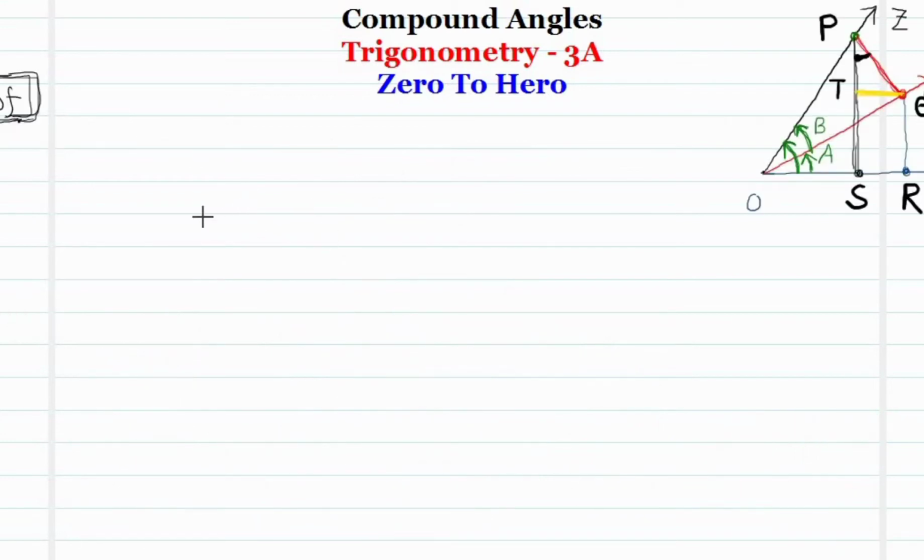Now it is the time for a proof of the formulas discussed above. The first formula is sin of A plus B equal to sin A cos B plus cos A sin B. So consider this diagram here. Suppose OX is the revolving line.